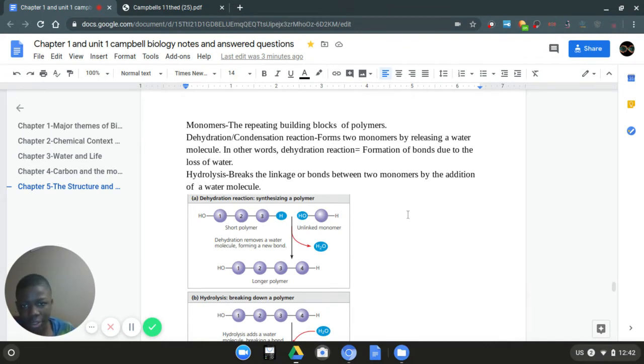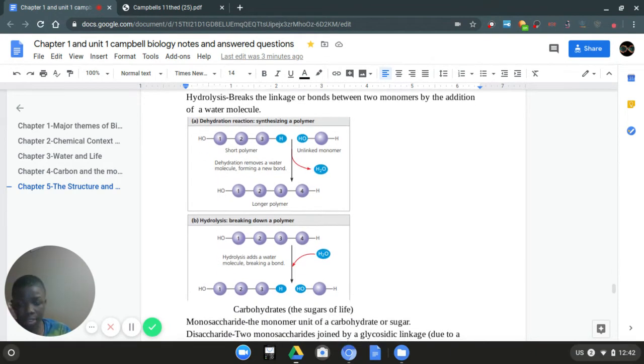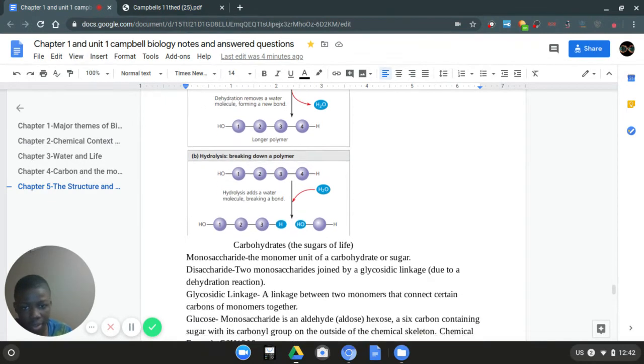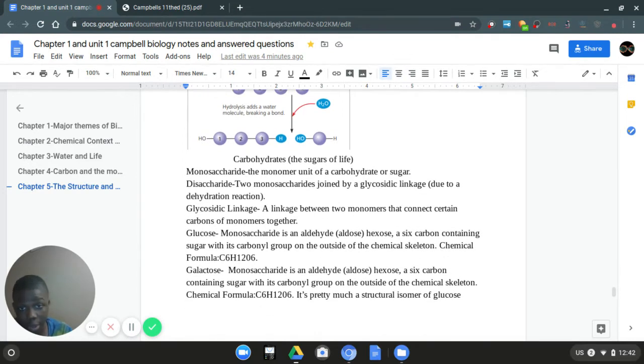So basically, dehydration is losing a water molecule, and this essentially forms bonds. And you can see in the picture, in the dehydration reaction, you have unlinked monomers, one loses a water molecule, and then the monomers join together. Now, hydrolysis: hydro means water, lysis means breaks. So essentially, it's the addition of a water molecule that breaks the linkage between two monomers. These reactions are very important. They're included in almost every reaction, especially in biochemistry and especially in metabolism. You'll see these reactions in almost every single thing in metabolism, so they're very important to understand.